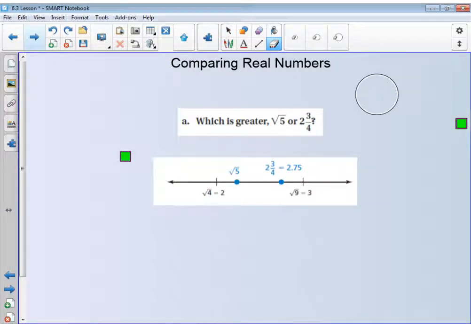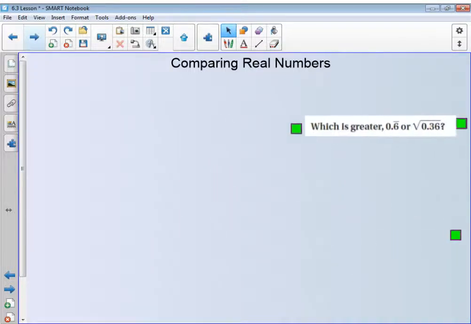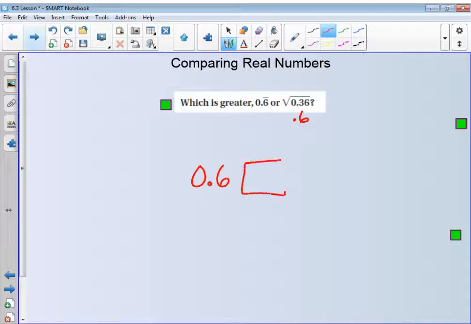Once again, approximating those roots, paying attention to symbols. Okay, which is greater, 0.6 repeating or the square root of 0.36. So the square root of 0.36, if you want to go through and use your calculator for that, it's okay. This is the same as 0.6. So if they were to ask us, and I think on your worksheet it asks you to compare them like this, and that's repeating. Okay, which is bigger?